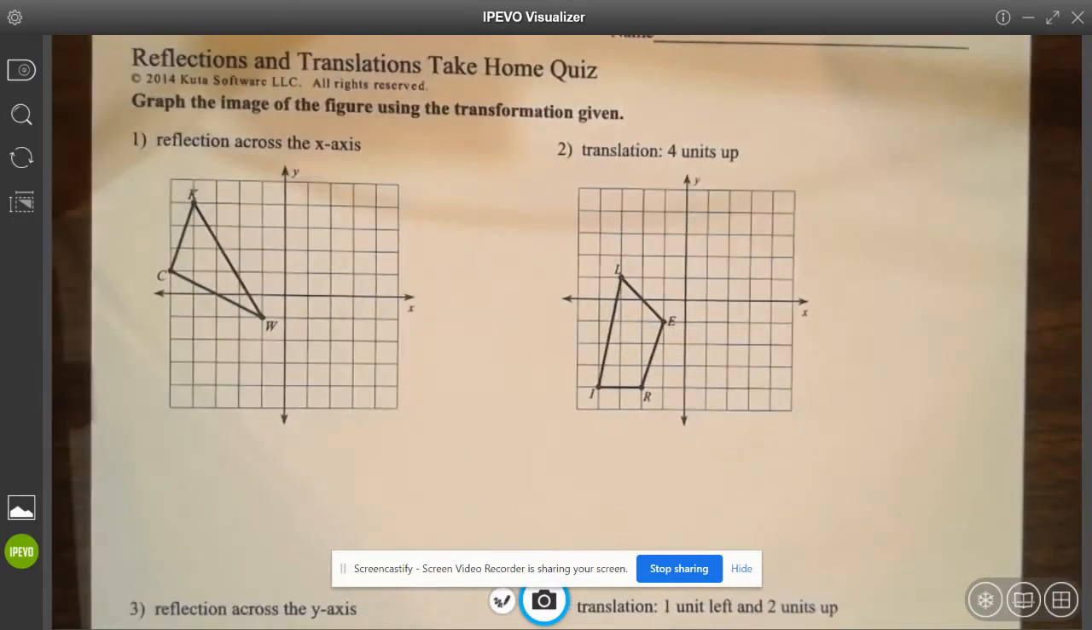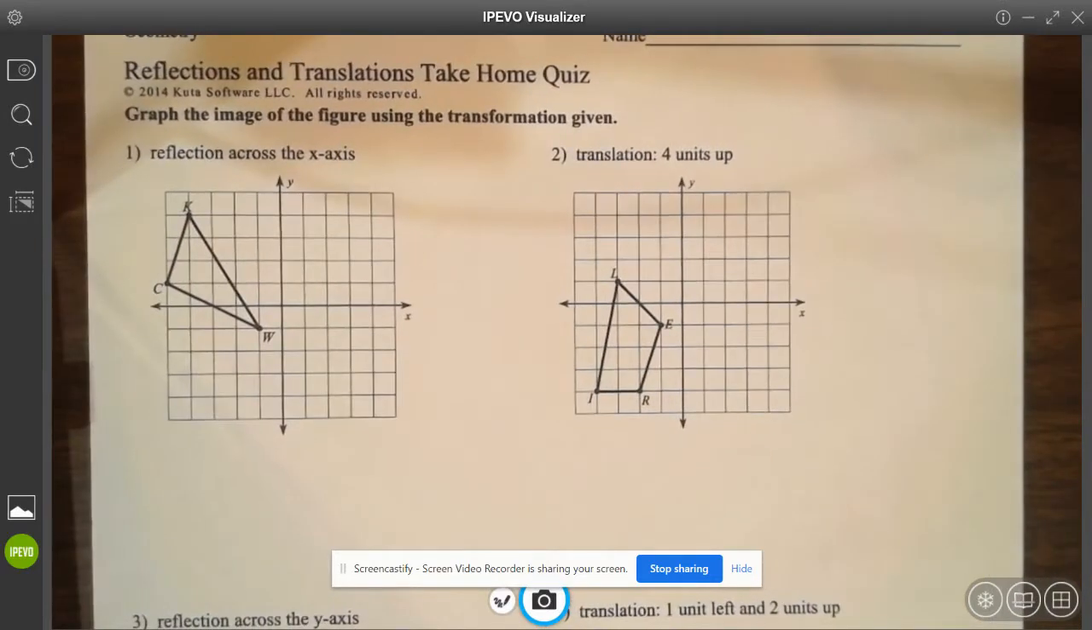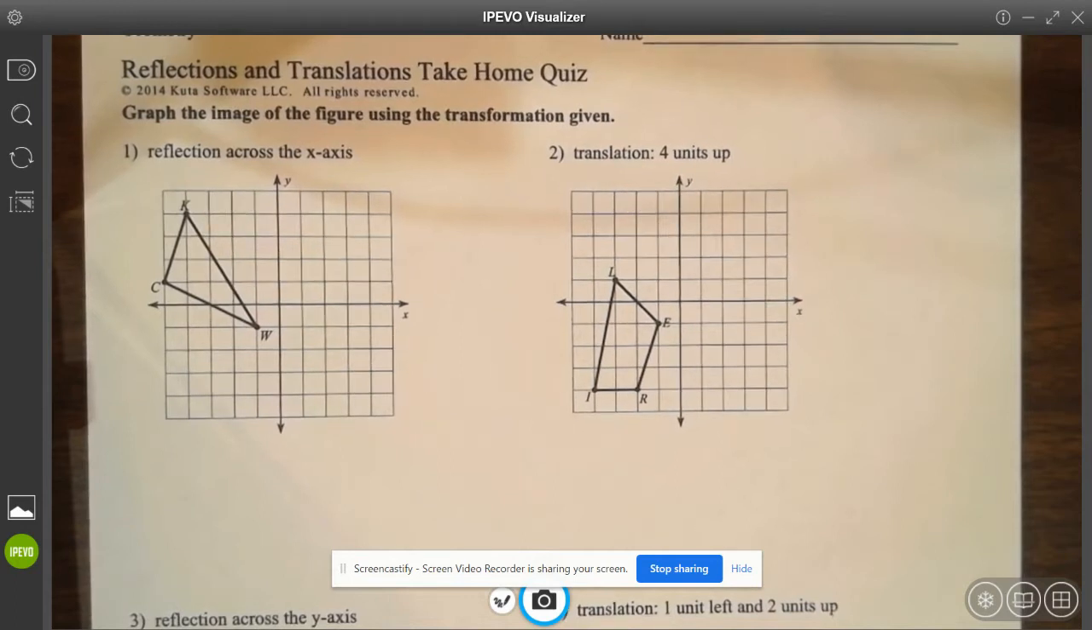All right, so this week we're going to talk about reflections and translations. Let's start with reflection. Reflections are basically mirrors or flips, like a mirror image.